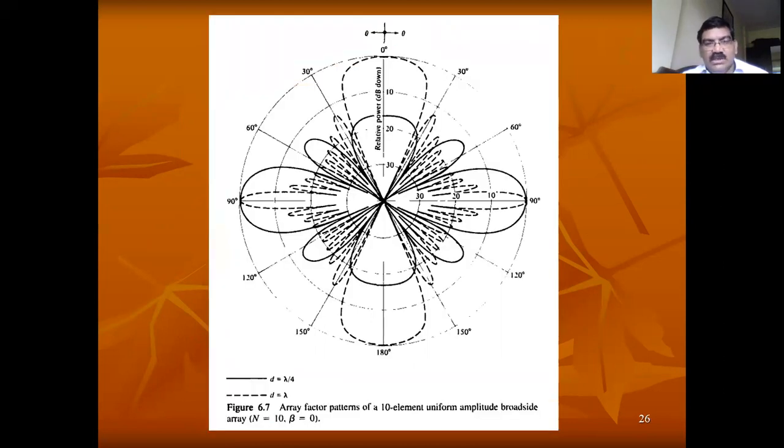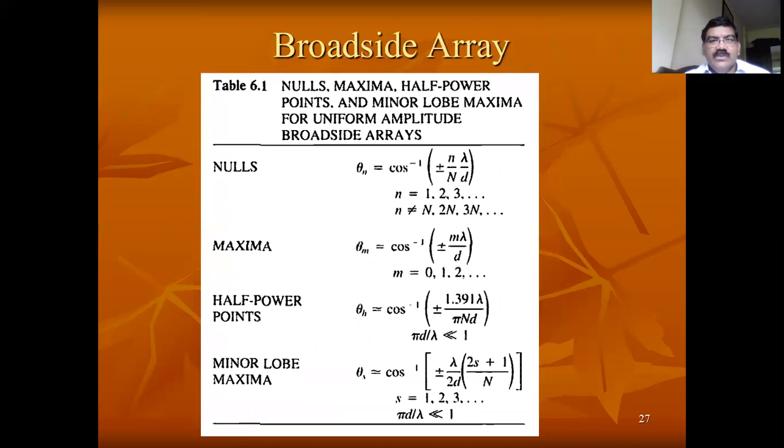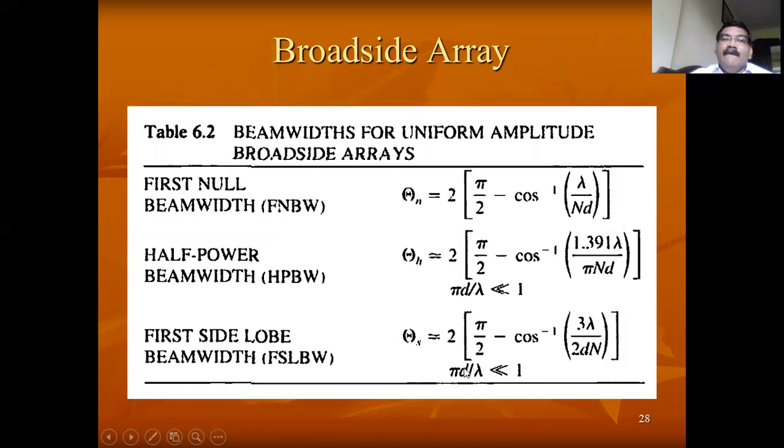So this is the two-dimensional array factor for 10 elements. Now the broadside array, these are some formulations. Null means the radiation pattern, so null can be given by this formula. Maxima, where you can get the maxima, is given by this formula. Half power point, so where is the half power point? That is the minor lobe maxima. So these are the formulas where you can calculate your radiation pattern by using this formulation.